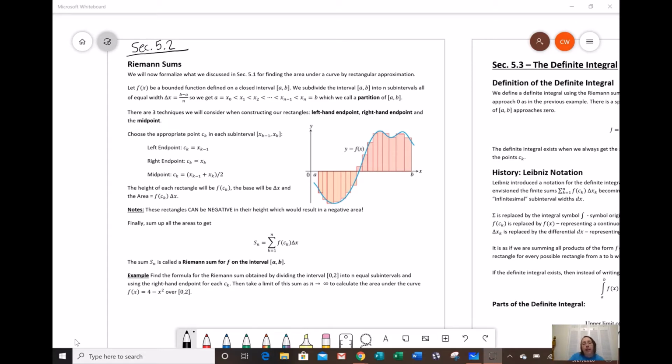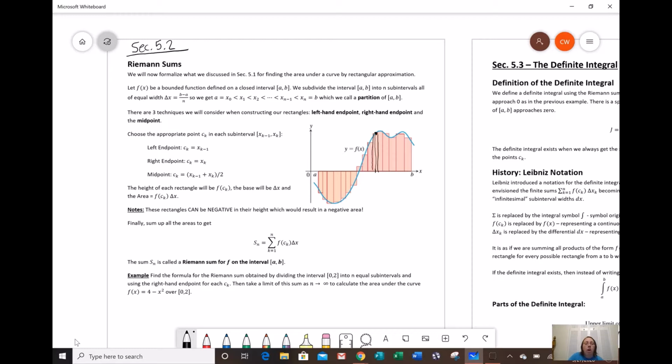Or you can use the right-hand endpoint, plug that into the function to get your height. Or you can find the midpoint halfway between. And that's what these three options show. Whichever one you end up, let's just call it ck. Okay, so that's the midpoint for the kth rectangle. So maybe we're at this rectangle here, so we're finding the height of this rectangle. We can use the midpoint, the left-hand side, or the right-hand side to define it. In this picture, it looks like they're using the midpoint because every rectangle hits the curve exactly in the middle.